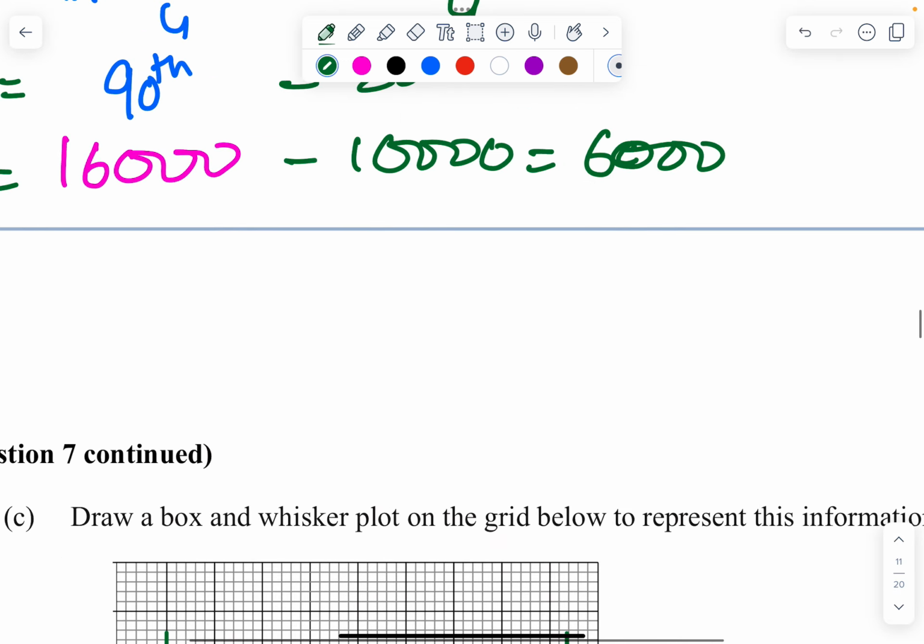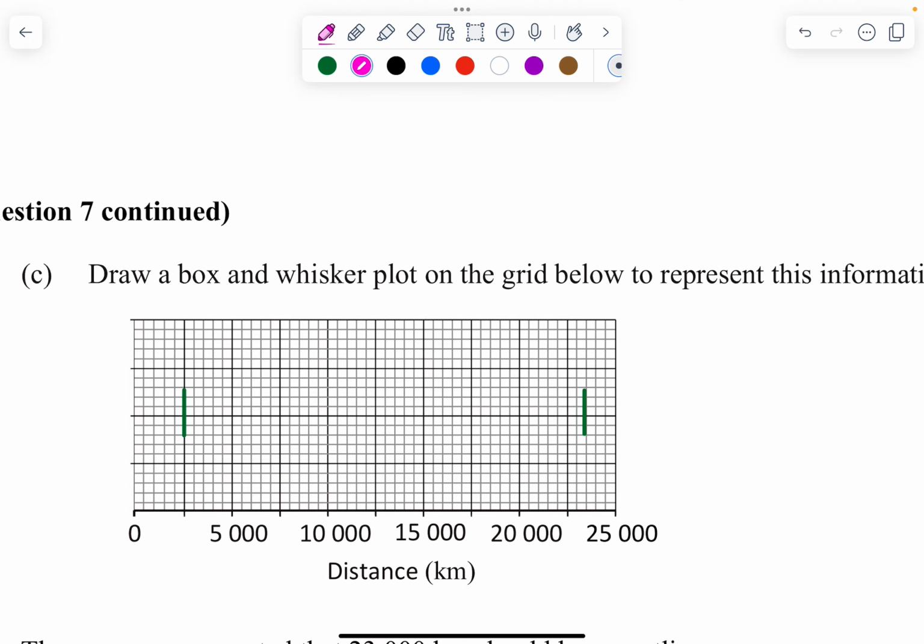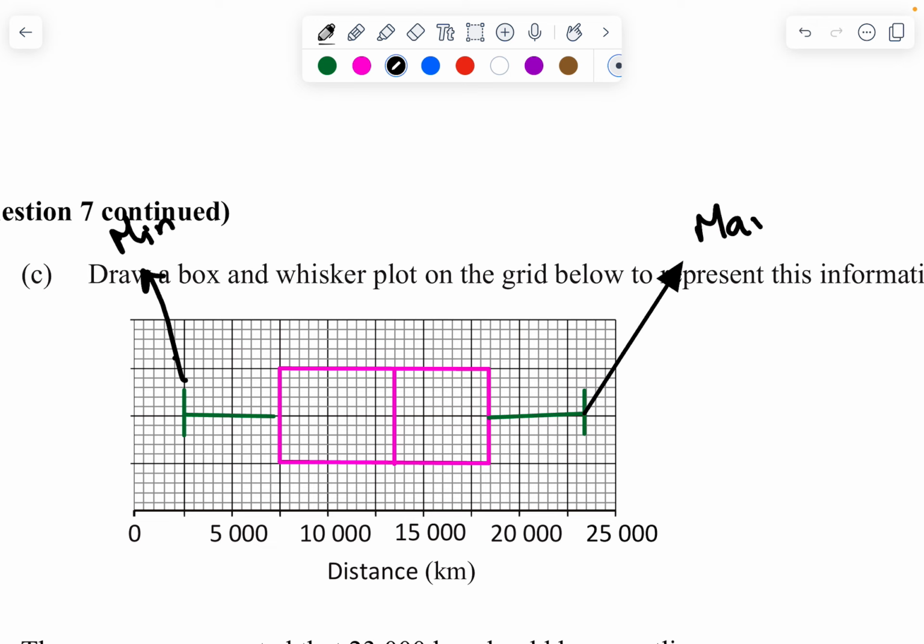Now Q1 was 10,000. Q2 was 13,500 and Q3 was 16,000. So that becomes the box and this becomes a whisker. Remember, this is the minimum one. This is going to be the maximum one. And this is going to be your Q1, this is your Q2, and this is your Q3.